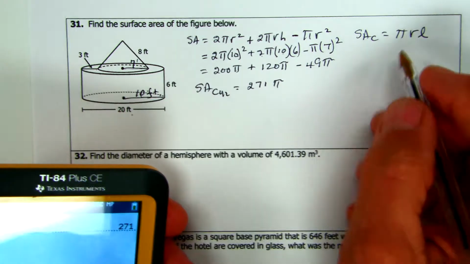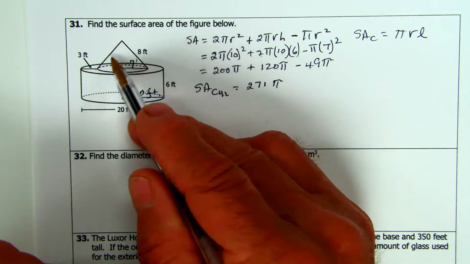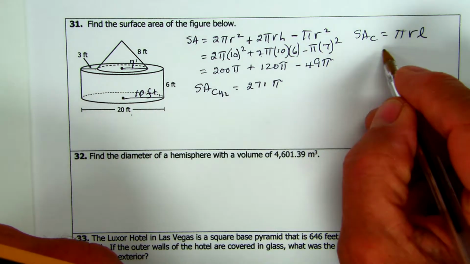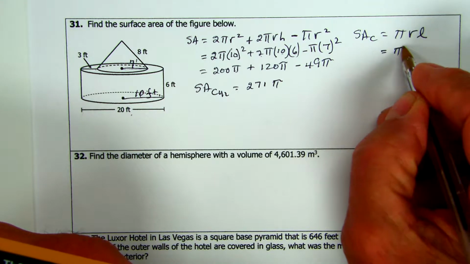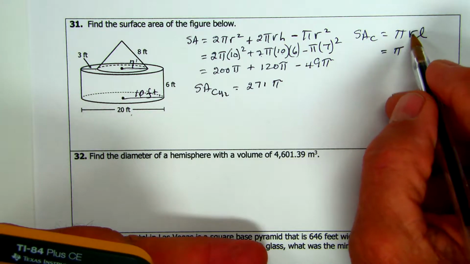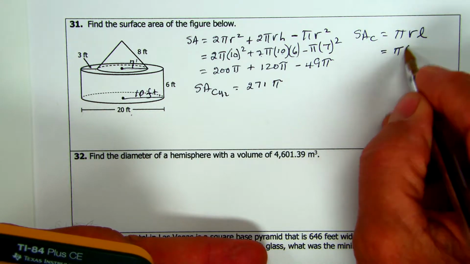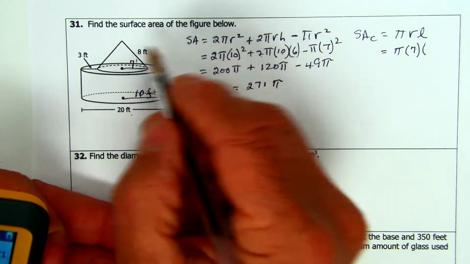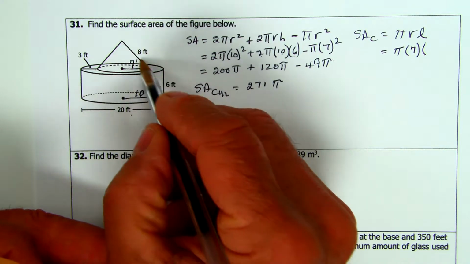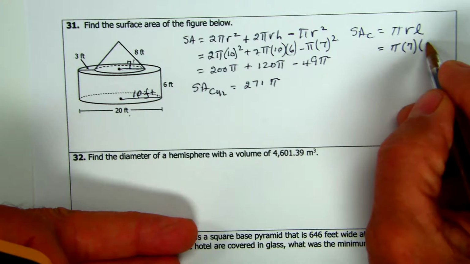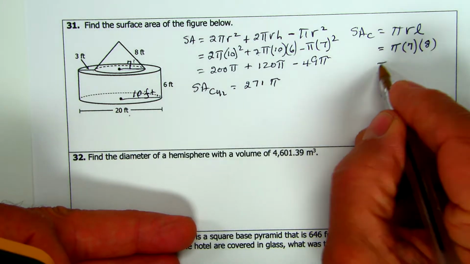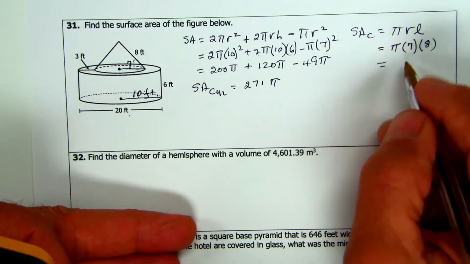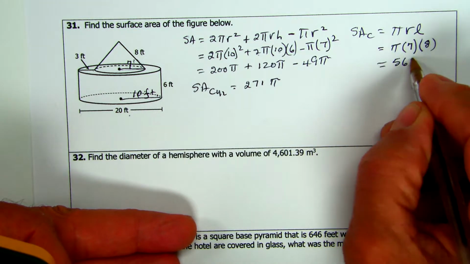Now, let's see about the surface area of the cone. So for that, we have pi. Now, the radius of the cone is 7 feet. Now, the slant height, we don't have the slant. Yes, we do have the slant height. It's 8. So that's going to be times 8. So the surface area then of the cone is going to be 56 pi.